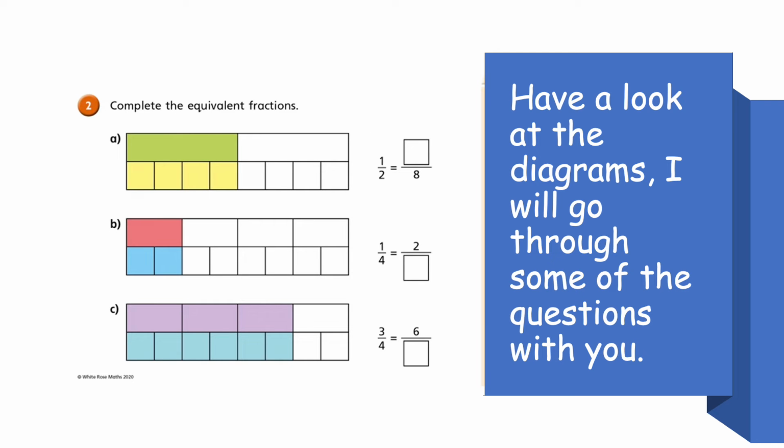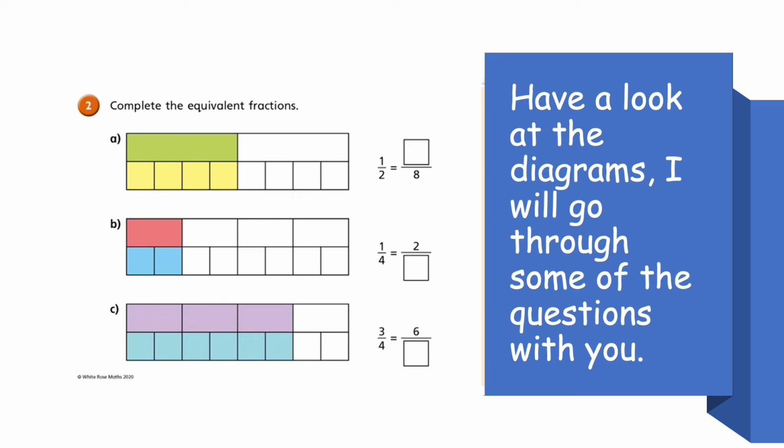So have a look at the diagrams, and I'll go through some of the questions with you. And then I want to see if you can finish it off. So if we have a look at A, the top strip is divided into two equal parts and one part is coloured green. So a half is coloured, and the denominator, the bottom number of your fraction, is 8. So I can see that there are 8 equal parts.